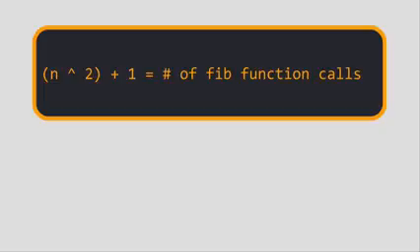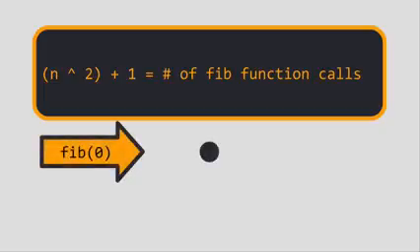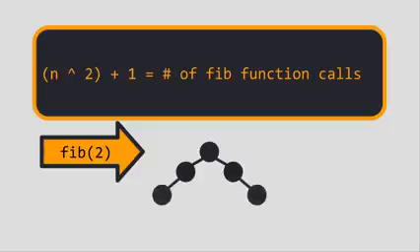In general, the number of function calls pushed to the stack in the recursive Fibonacci function is 2 to the n plus 1, where n represents the count of the Fibonacci term.